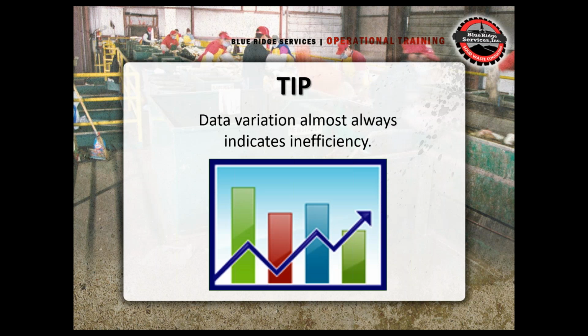Here's a tip to keep in mind. Anytime you see a lot of variation in the number of tons you extract of a certain commodity per day, or the number of picks, or the number of anything that you're measuring, when you see variation, that generally indicates some inefficiency.